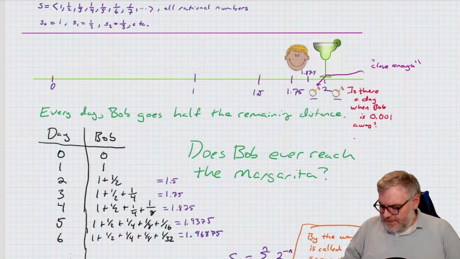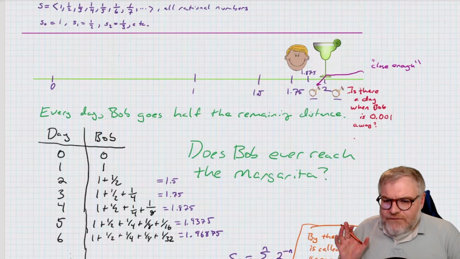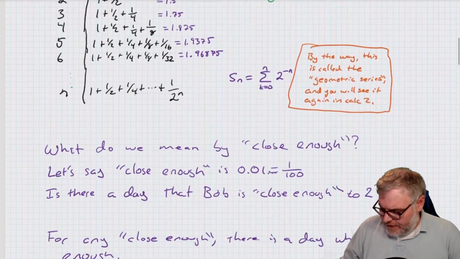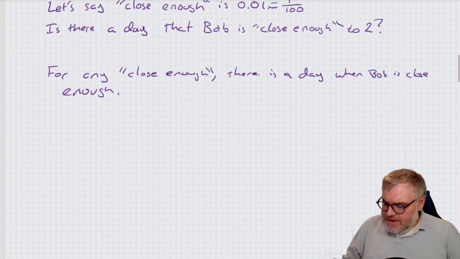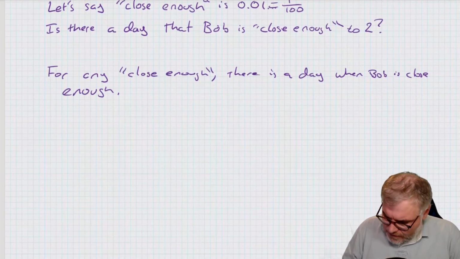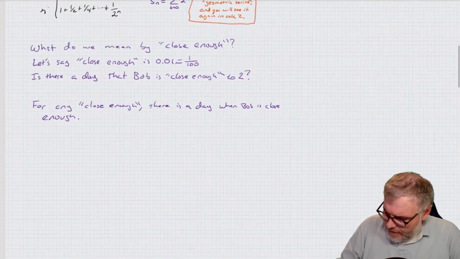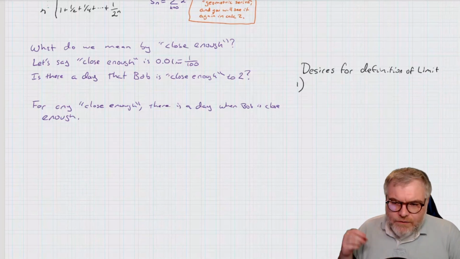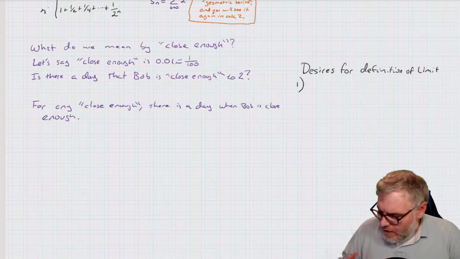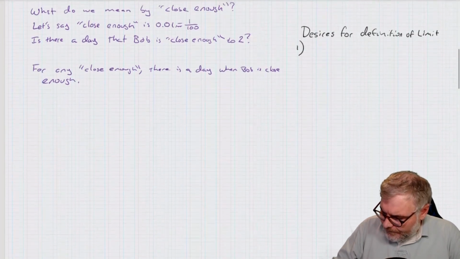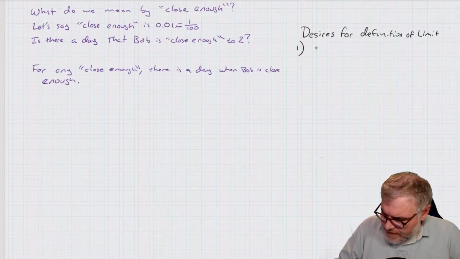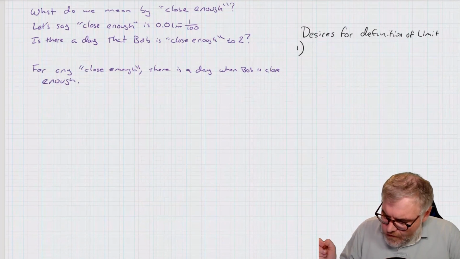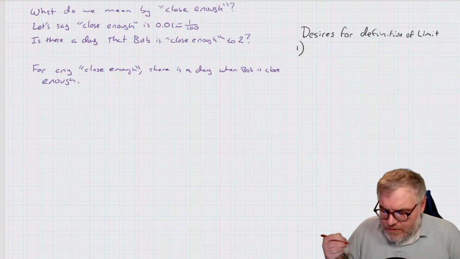And it's arbitrary. Okay. So that's the first thing I want out of my definition. Okay. I want to be able to say, we'll just write over here, desire. Okay. So number one, we want to capture this property. Okay. So we want to say, there will be a day when we get close enough.